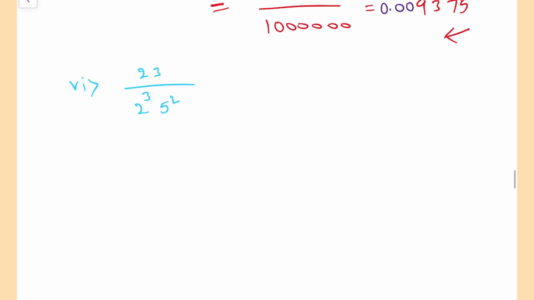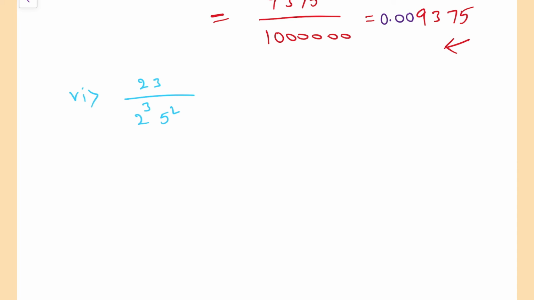Next, coming to the next question, that is question number 6. 23 divided by 2 cube into 5 square. Here the denominator itself is a prime factorization, so no need to worry about that one. So here observe clearly, 2 is there 3 times, but 5 is there only 2 times. So one more 5 is required, right?